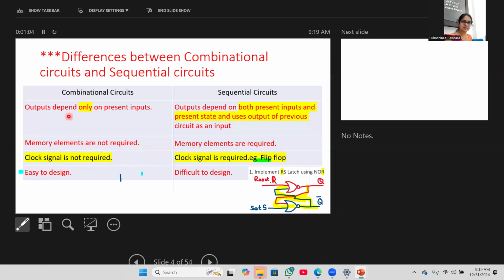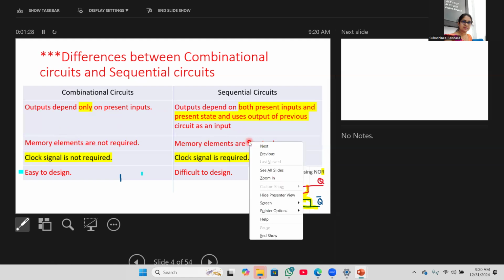So a combination circuit's output depends only on the present input. A sequential circuit's output depends on both the present input and the previous, present state, using the previous output. Combination circuits do not use the memory element, but sequential circuits use the memory element. Then we'll move to the question.